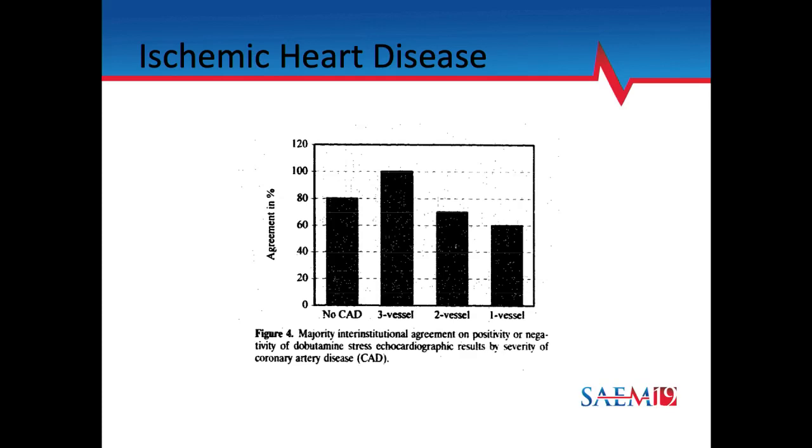You can see here when it's 3 vessel CAD, they're pretty accurate identifying it, right? There's global hypokinesis. That's not super subtle. But with 1 vessel CAD, the agreement rate between cardiologists was only 60%, so that's actually pretty poor. And even with no CAD, it was only 80%.